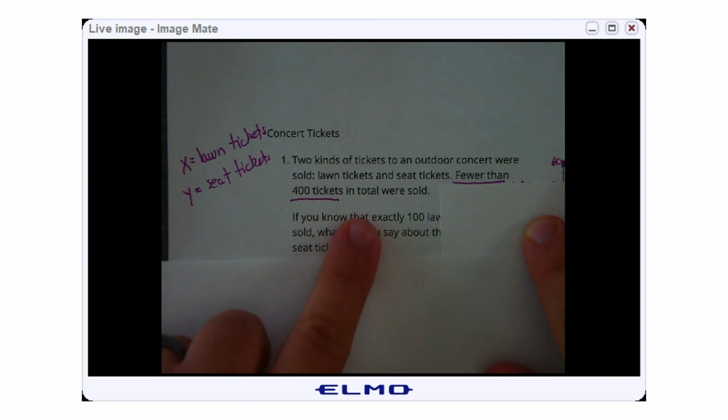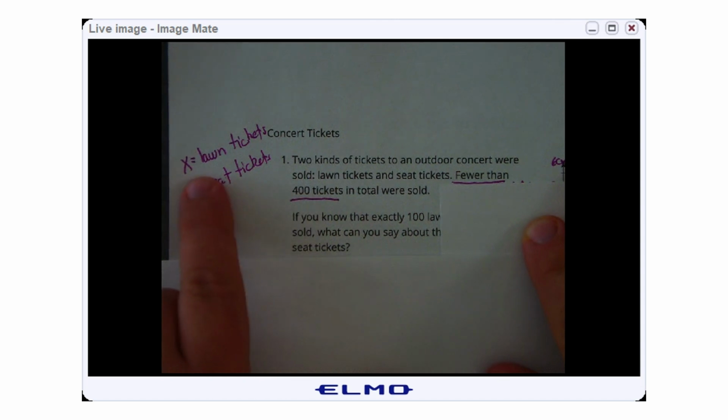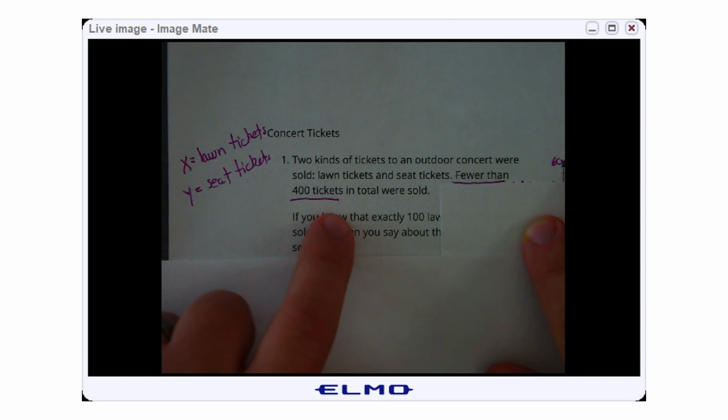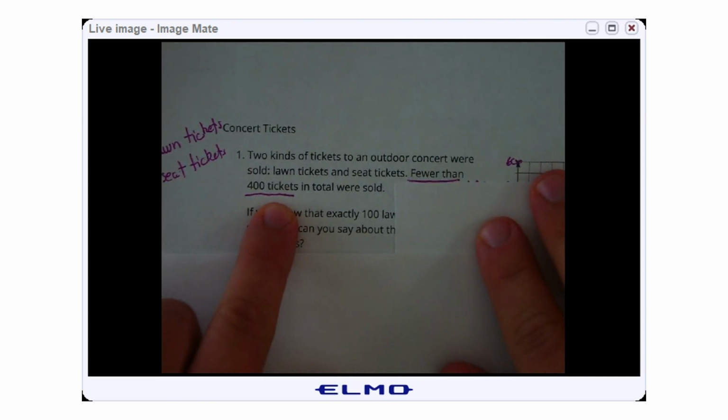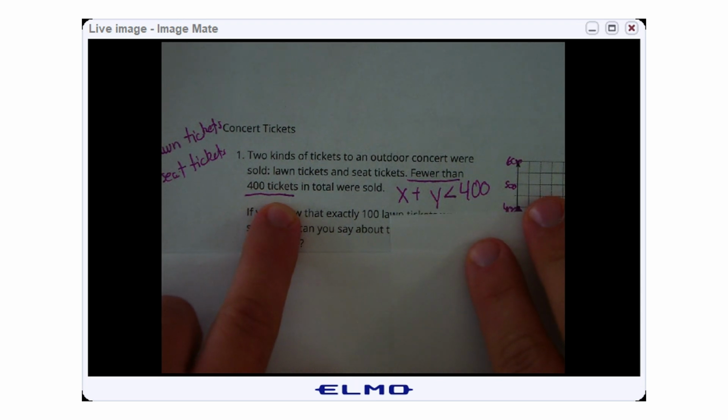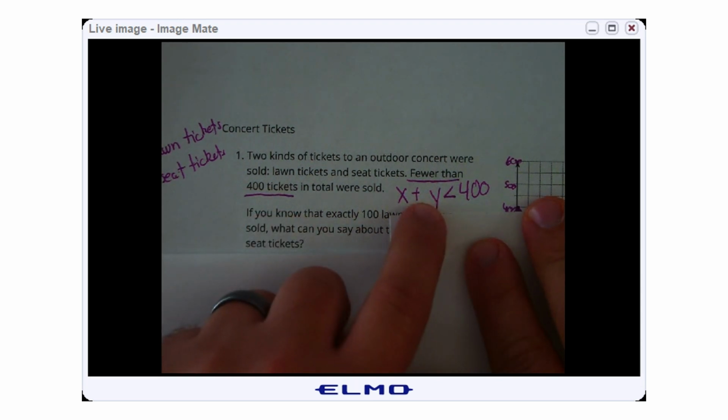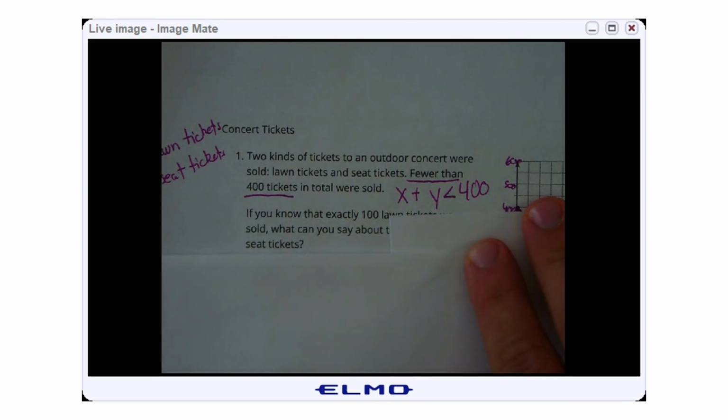And in order to build my inequality, I would say X is equal to the number of lawn tickets and Y is equal to the number of seat tickets, right? And if these two things added up has to be fewer than 400, my inequality would look something like this. X plus Y is less than 400, right? Because this is the total number of tickets, and it should be fewer than, so less than 400, okay?